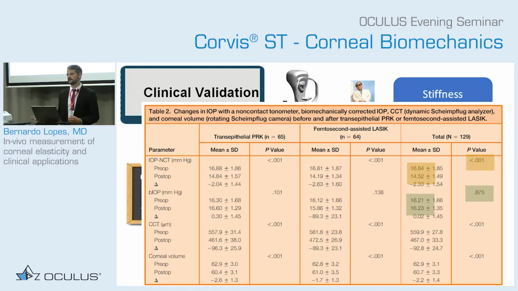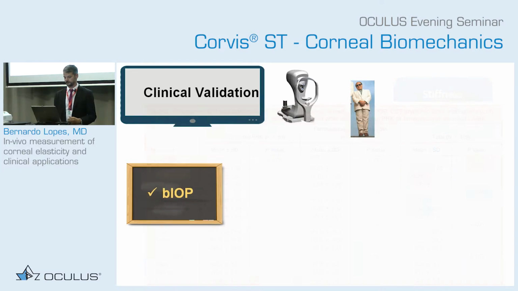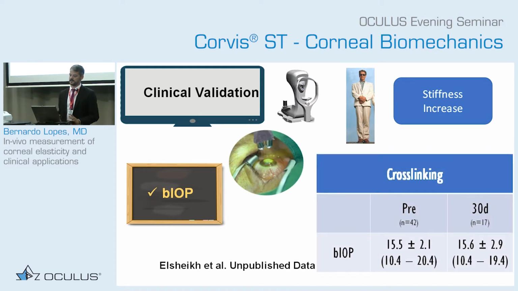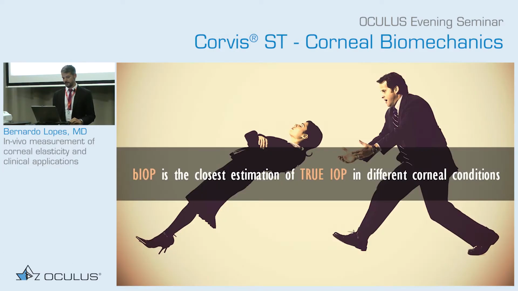And when we take stiffness apart, these measurements are the same from the pre- to the post-operative. And the other way around, if you have a stiffness increase, such as cross-linking, we still have stable values between before and after the procedure. So the BIOP is something that we really can trust, that we're getting close to the true IOP measurement without the effect of corneal stiffness.